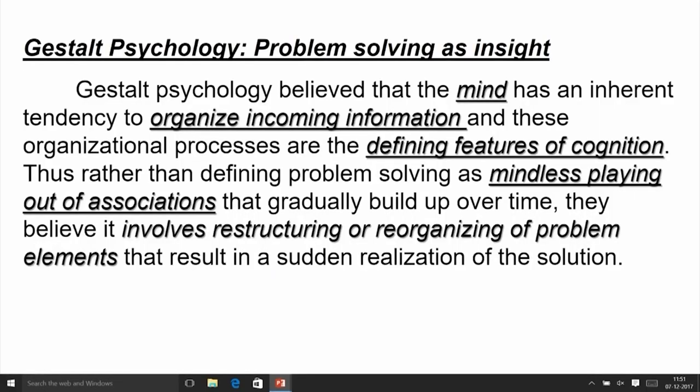So, gestalt psychologists believe that the mind has an inherent tendency to organize incoming information. And we saw in gestalt theory what gestaltists propose is certain gestalt laws. And what does this gestalt law really say? It says that the mind organizes stuff, restructures information, restructures mental representations, and it is this restructuring which gives solutions, which makes solutions easy, right. So, what the mind does is it always organizes and restructures information.